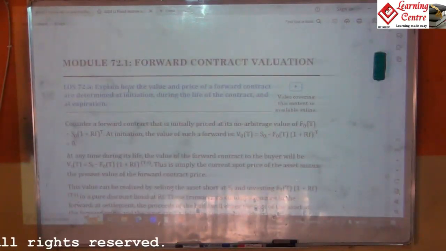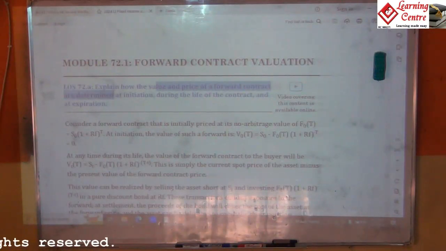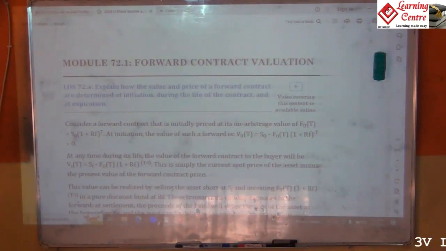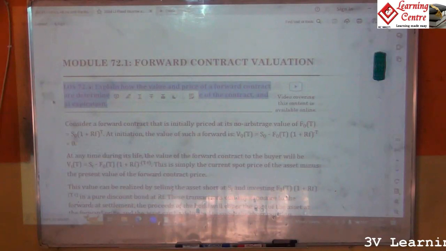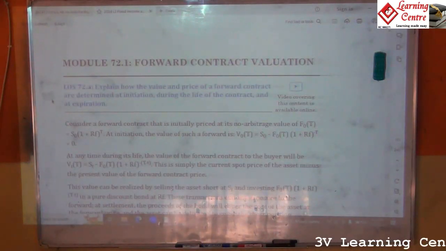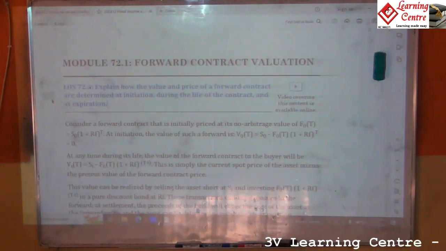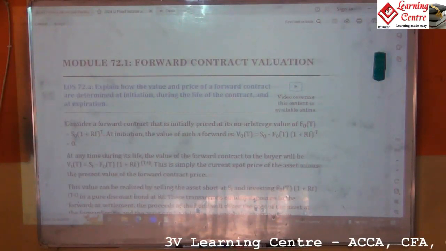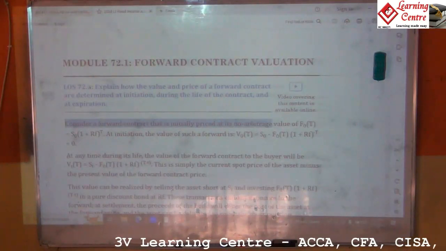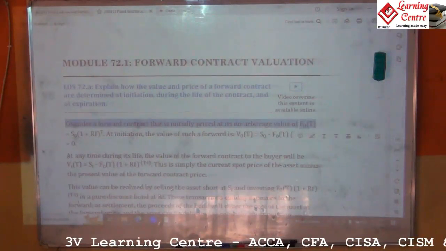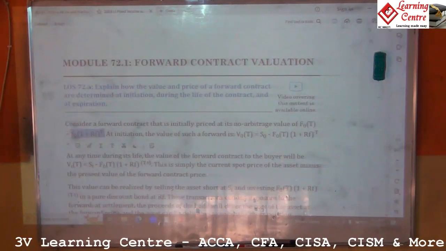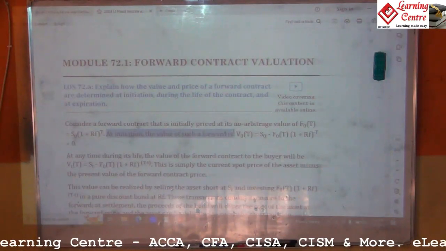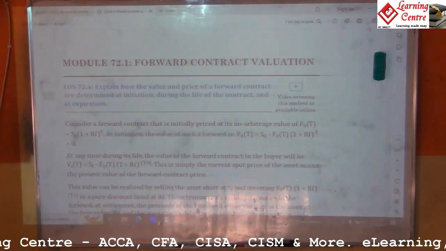Explain how the value and price of the forward contract are determined at initiation, during the life of the contract, and at expiration. If you remember, for a forward contract, we said you're not paying anything. It's when we get to options that somebody is paying something. You remember that. So consider a forward contract that is priced at a no arbitrage value, which is what we just spoke about, which is this formula. At initiation, the value is 0.